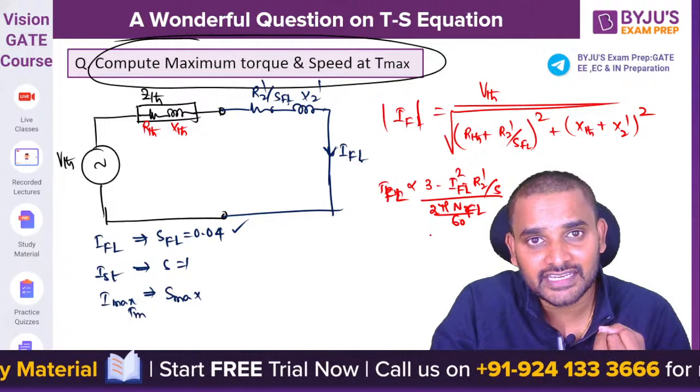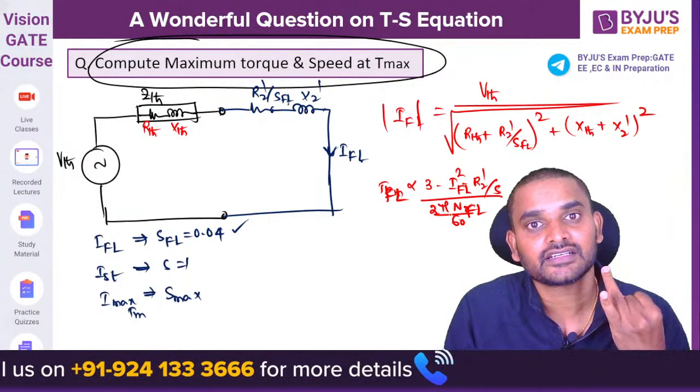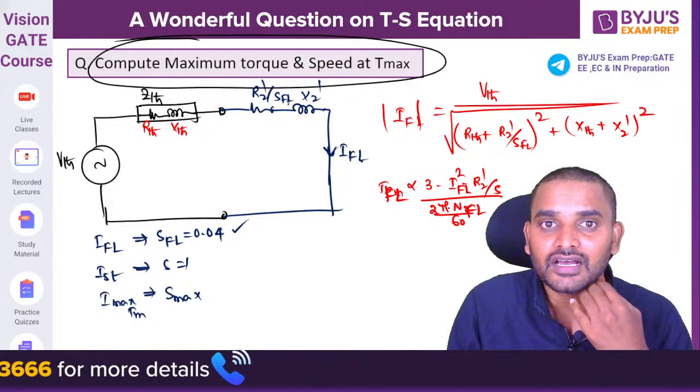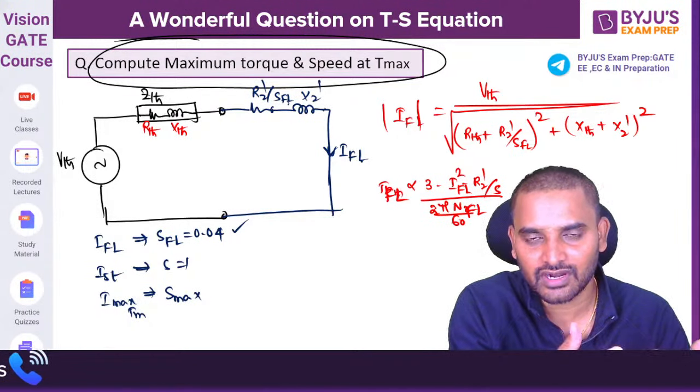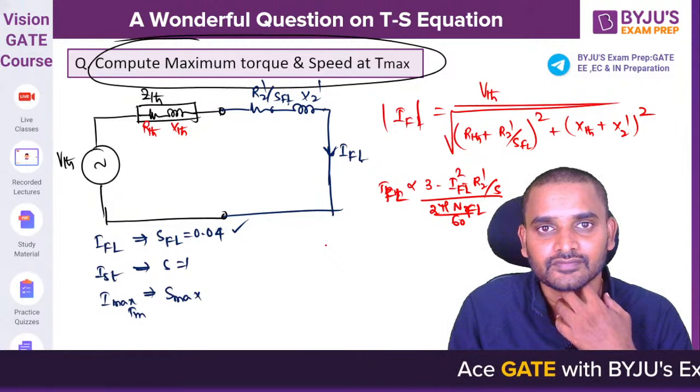If he is asking for starting torque, then you substitute starting current. The speed corresponding to it, anyhow you will not get, but be careful whenever you are solving the equation.